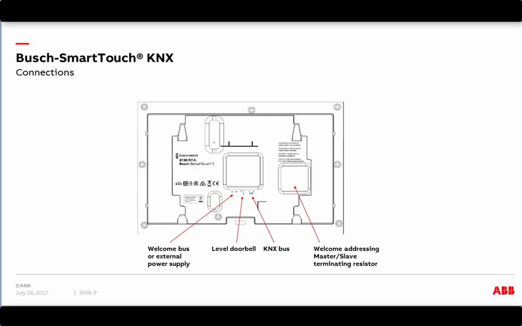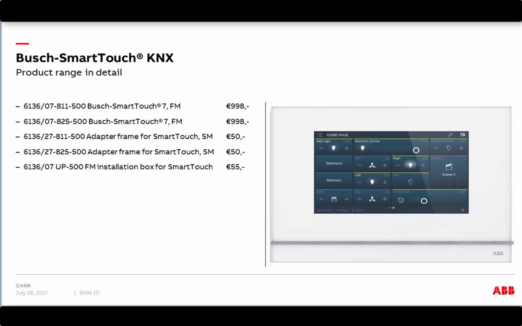The backside of the panel offers you, besides the connection for the KNX bus, also the same adjustments as you already know for the Welcome system: for addressing, for master-slave, termination resistor, and direct connection of a conventional push button for the level doorbell. The panel costs below 1,000 euros, and the frame and installation box roughly 50 euros.